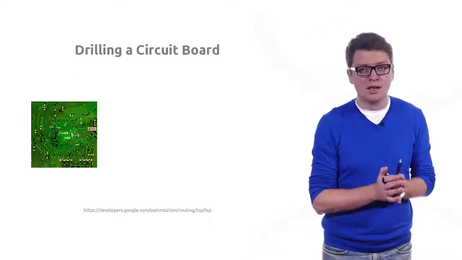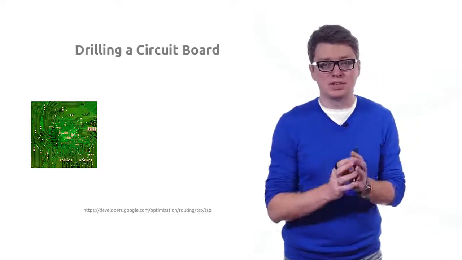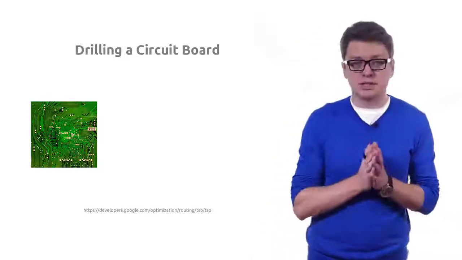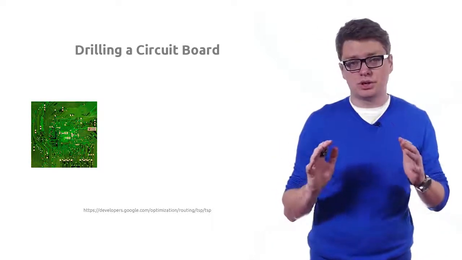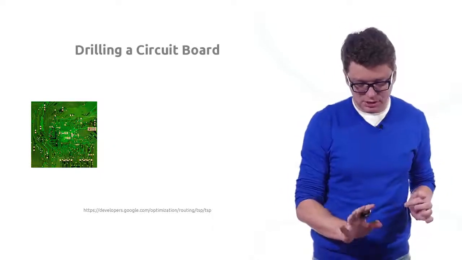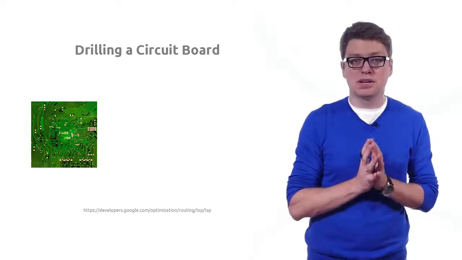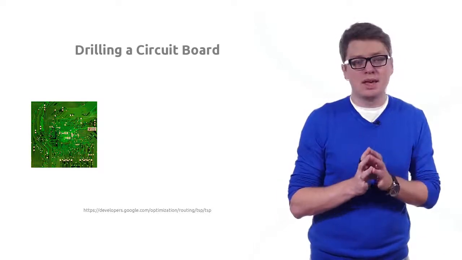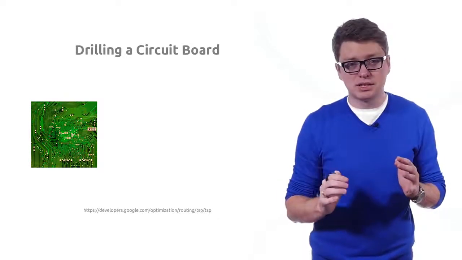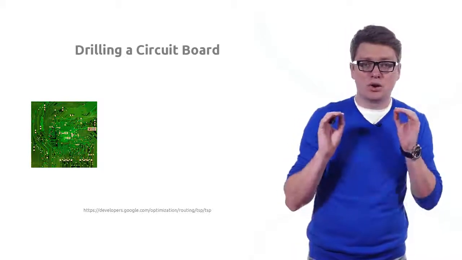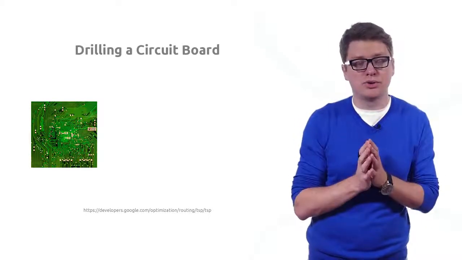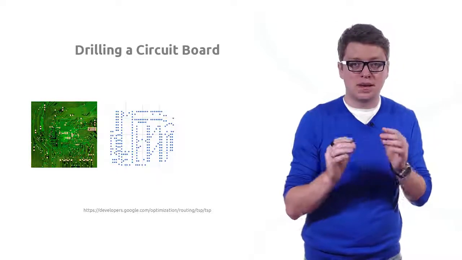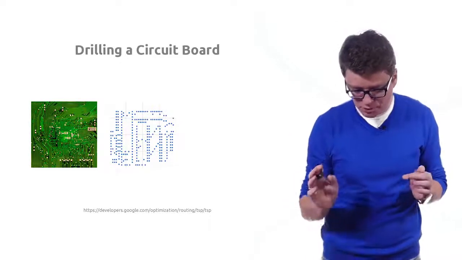The next application is drilling a circuit board. Imagine a factory that produces circuit boards. A circuit board is something that looks like shown on the slide. To produce it in an automatic way, they have a machine that drills holes in a circuit board. And of course the locations of the holes are predefined. So they, for example, look like this.